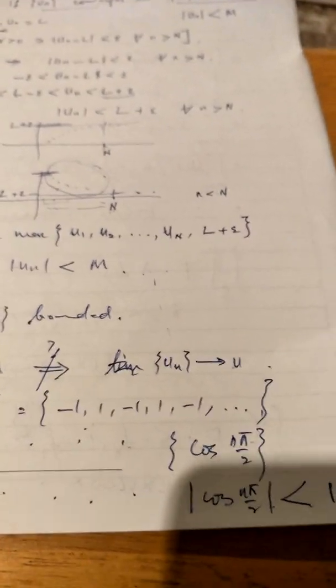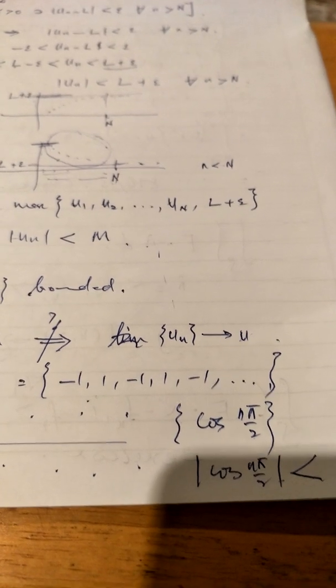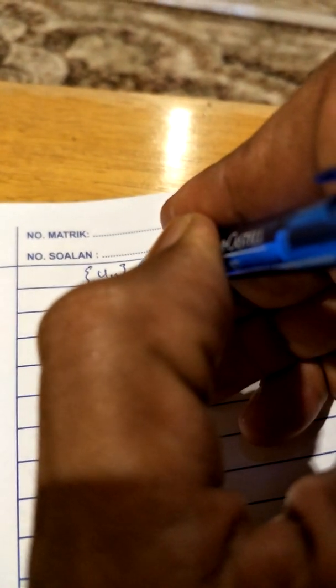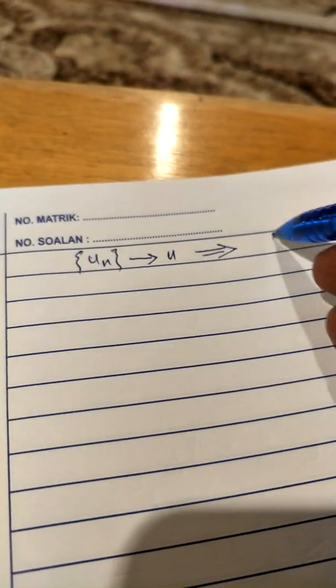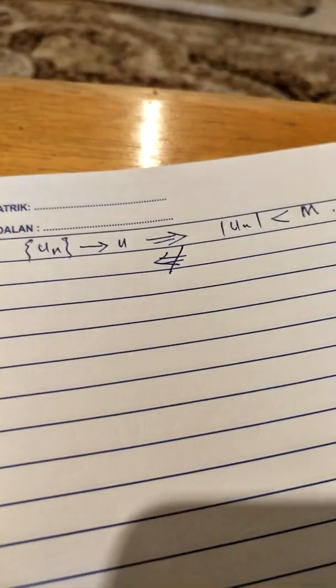Now I hope you understand the concept of convergence and the concept of boundedness. Let me recap those things. Let's say this sequence converges to some number u, which means un is bounded, but the converse is not true. Okay, the converse is not true.